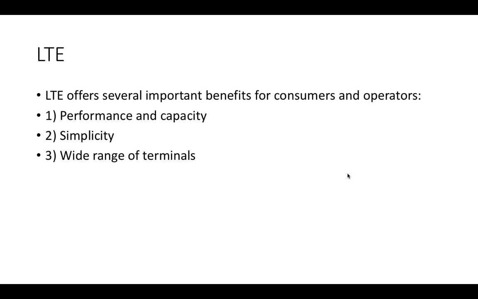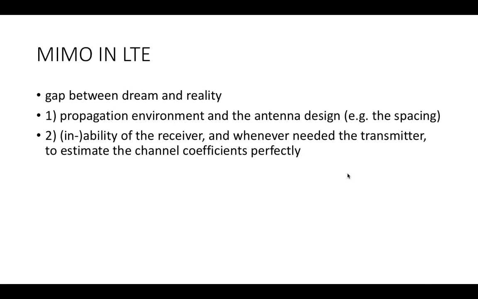And now we will focus on one of them, which is MIMO. So first we will talk about the gap between dream and reality. It was argued that the four MIMO benefits, array gain, diversity gain, spatial multiplexing gain, assume ideally decorrelated antennas and a full-rank MIMO channel matrix. In this regard, the propagation environment and antenna gain play a significant role. Another source of discrepancy between theoretical MIMO gains and the practical achieved performance lies in the ability of the transceiver, and whenever needed, the transmitter, to estimate the channel coefficients perfectly.